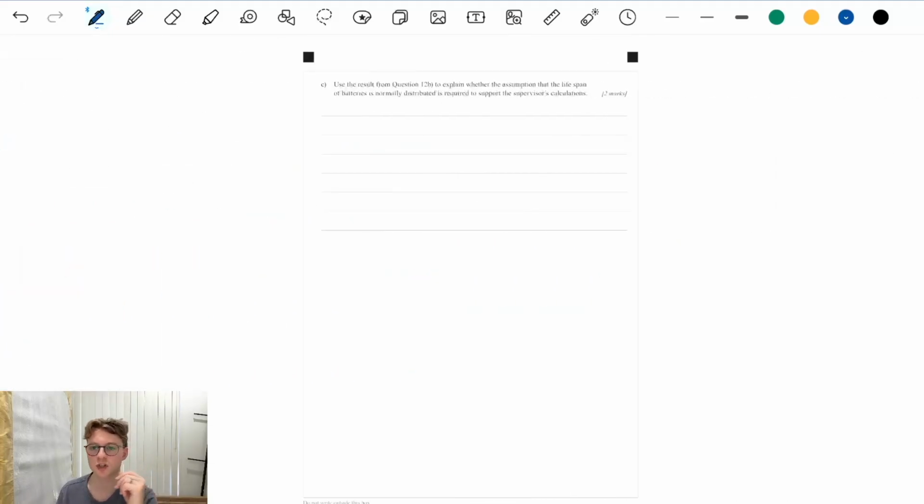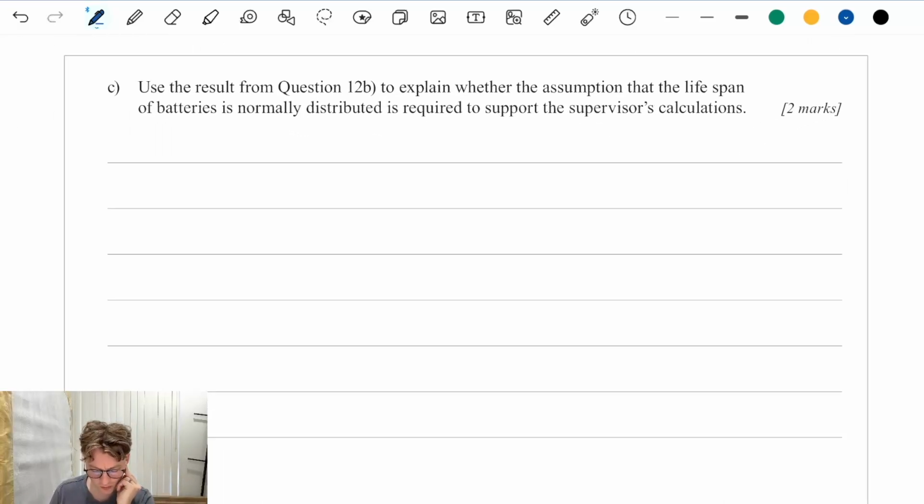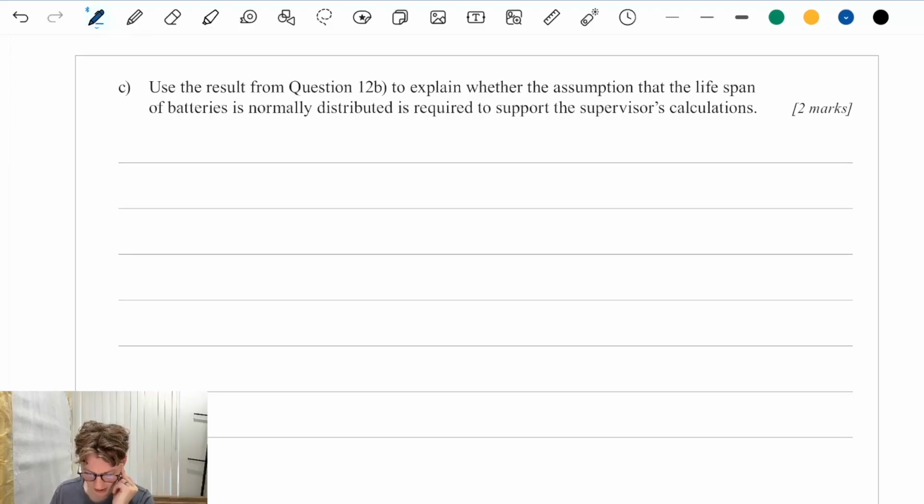So we go across to question 12. Oh, still question 12, I guess. Okay, we got a part C. Using your results from part B, explain whether the assumption that the lifespan of batteries is normally distributed is required to support the supervisor's claim. Use results from question 12b to explain whether the assumption that the lifespan of batteries is normally distributed is required to support the supervisor's claim.